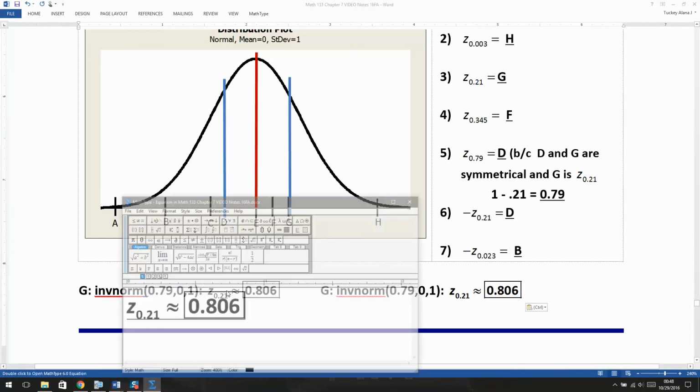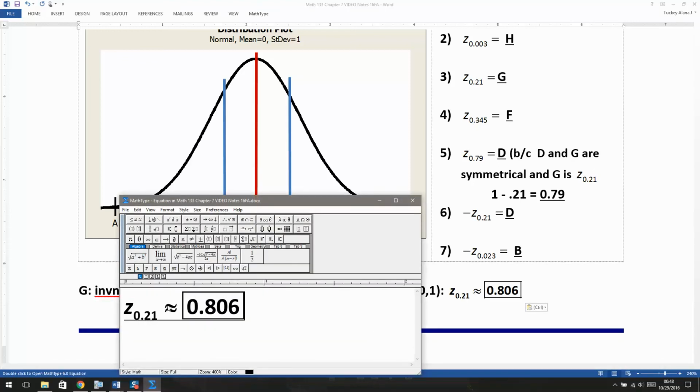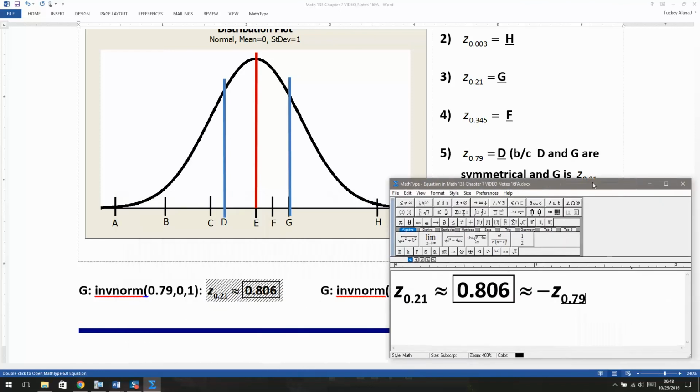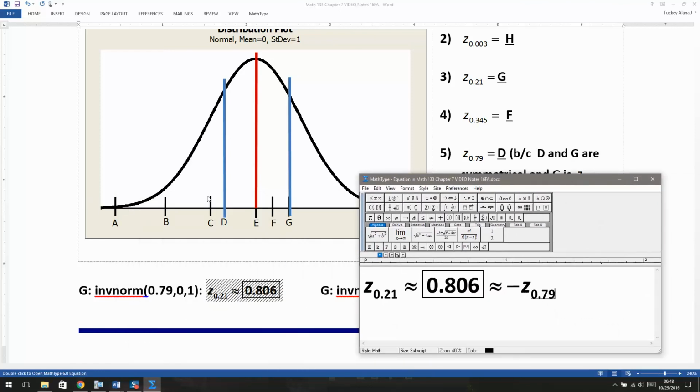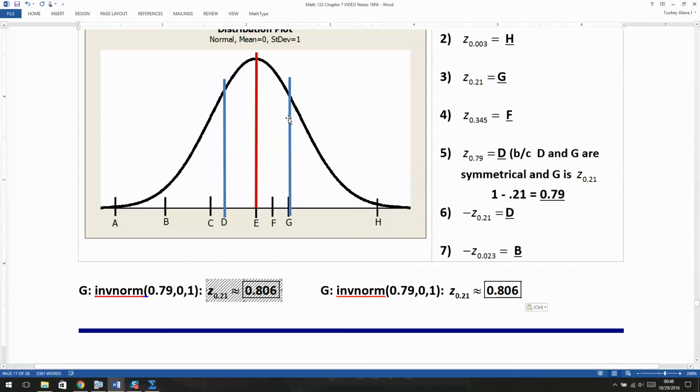Now another way you could label that, by the way, would actually also be negative Z 0.79, right? Because if you start at the left and you work your way over, the middle line would be negative z.5, right? It's positive z.5, negative z.5. And then if you go bigger than 0.50, you're going over to the other side, and 79 will get you to G, right there, right?